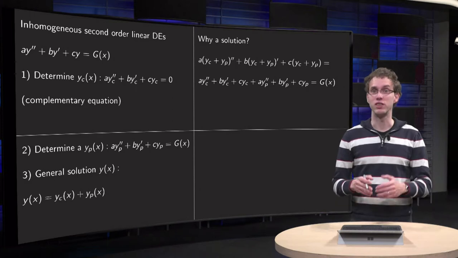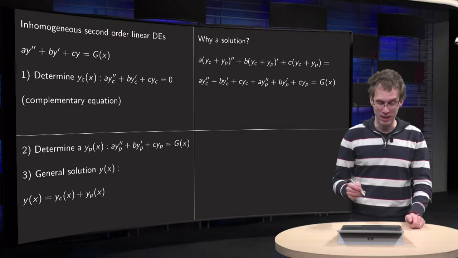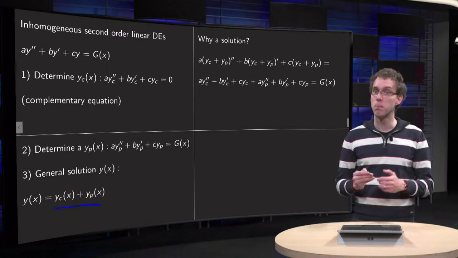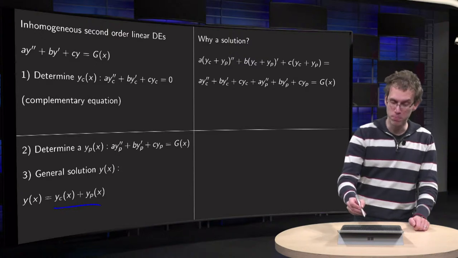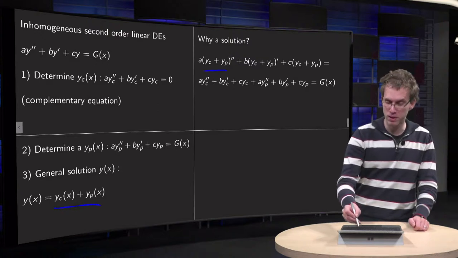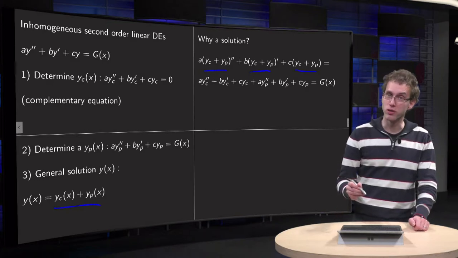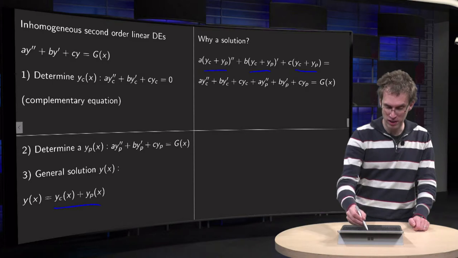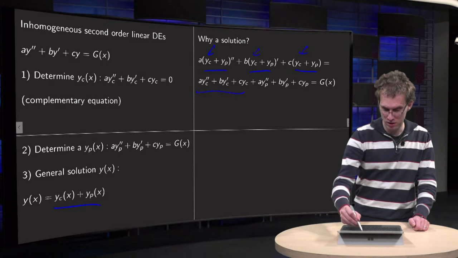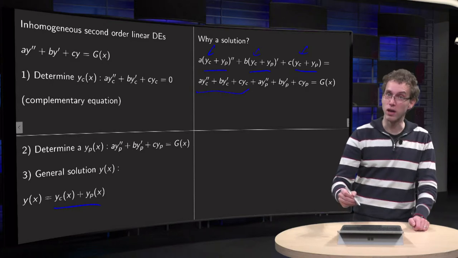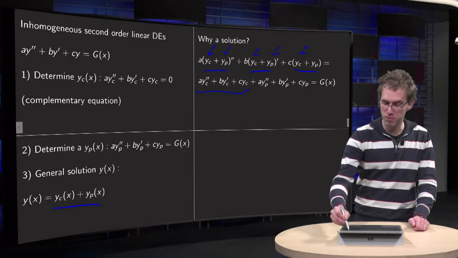So, two questions. Why is this a solution and why is this a general solution? Well, why is this combination a solution? Just plug it into the differential equation and see what happens. So we plug in y equals yc plus yp, y prime equals yc prime plus yp prime, and y double prime equals yc double prime plus yp double prime over here. We collect all the terms with the yc's, so we get a times yc double prime plus b times yc prime plus c times yc. That's this part. And we collect terms with the yp: a times yp double prime plus b times yp prime plus c times yp.